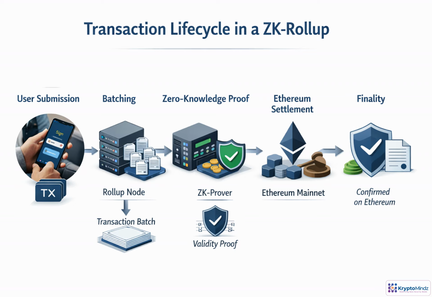When you use a ZK rollup, your transaction follows a short pipeline before it is final on Ethereum. Submitted, ordered, batched, proven, settled, and finalized. That pipeline is what gives rollups lower cost execution while still inheriting Ethereum security.